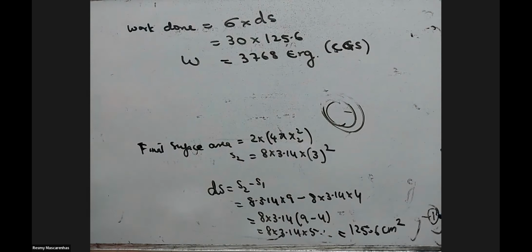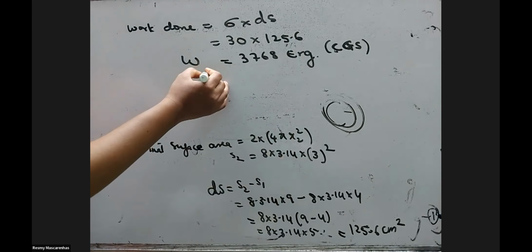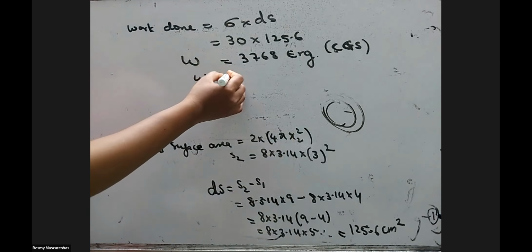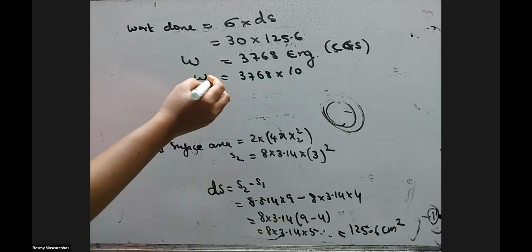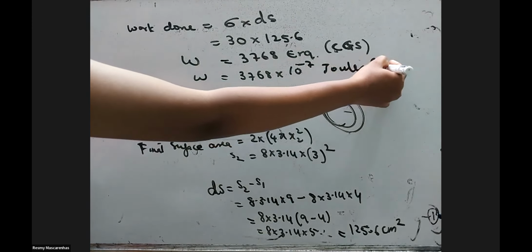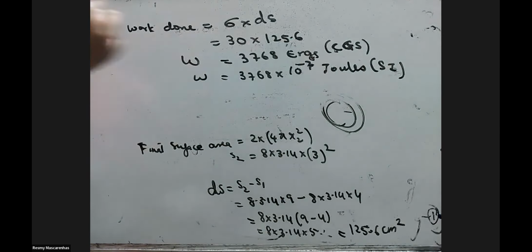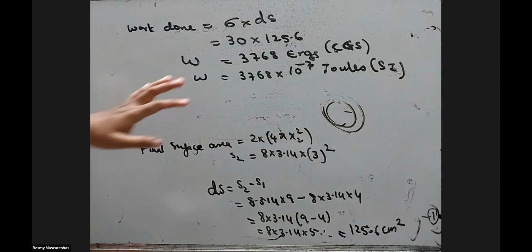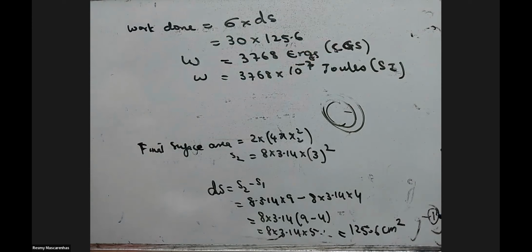In case you want to convert it into SI system, if we had converted this into meters and all, then work done would be 3768 into 10 raised to minus 7 joules. If you want to convert it into joules, this is SI system. Ergs can be converted into joules by just multiplying it with 10 raised to minus 7. Work, unit of work in terms of CGS is ergs. And this is joules.